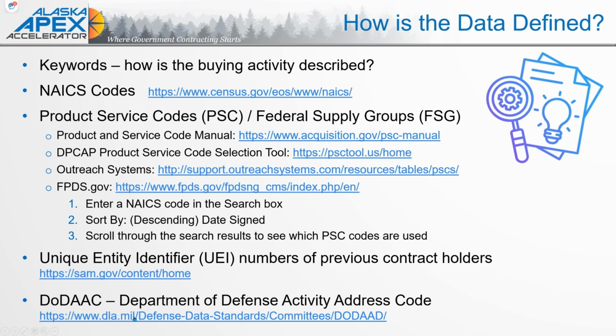Here's the website where you can actually go in and find the various DODAACs and look for specific locations by agency. All right, even though they say Department of Defense, all contracting offices have that DODAAC code, even if they're a civilian agency.